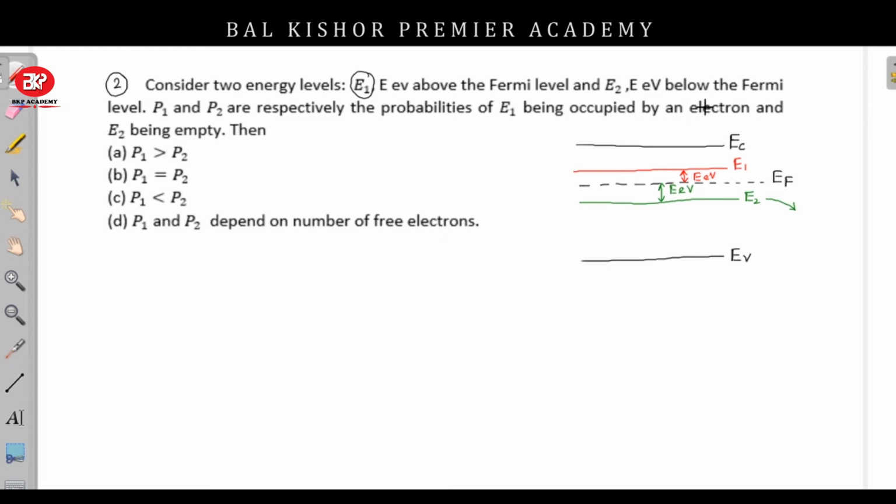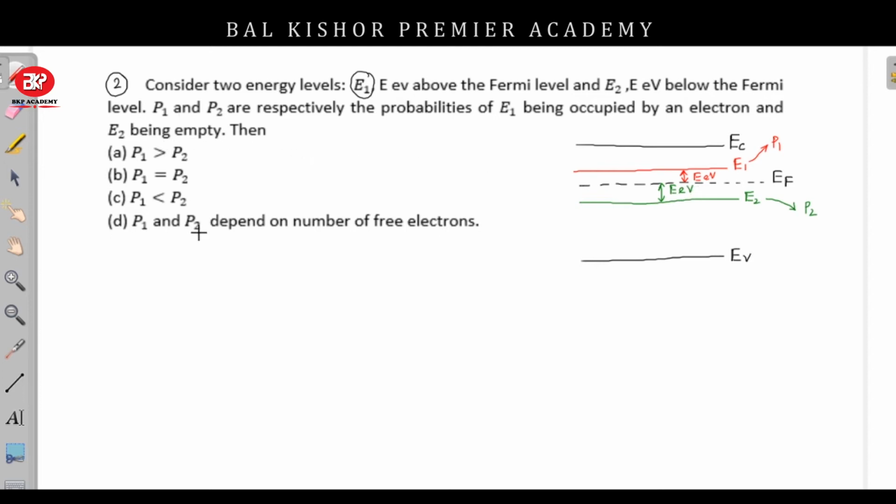Now ये E1 और E2 पे probabilities of being occupied by the electron. So E1 energy level इलेक्ट्रॉन के द्वारा occupied होने का probability क्या है? It is given by P1. And E2 energy level इलेक्ट्रॉन के द्वारा ऑक्यूपाई होने का प्रोबेबिलिटी है P2 according to the question. So P1 is the probability of E1 being occupied. So P1 क्या है? P1 है E1 ऑक्यूपाई होने का प्रोबेबिलिटी एंड P2 क्या है? P2 इज द एम्प्टी रहने का प्रोबेबिलिटी.